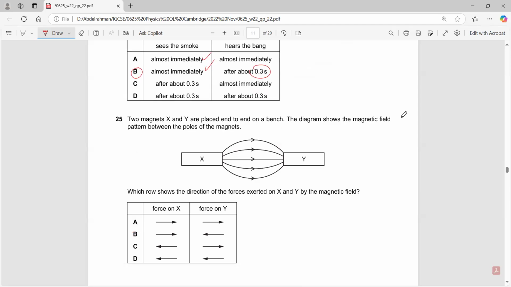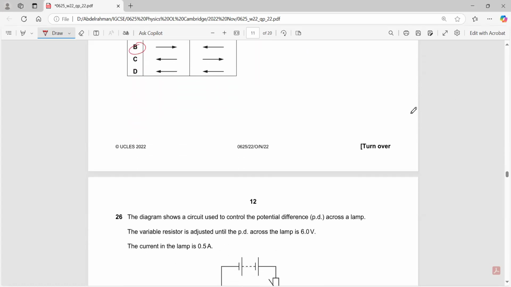Which row shows the direction of the forces exerted on X and Y by the magnet? Okay, this is a nice question. X and Y. Are they attracted? Are they repelled? They are definitely attracted towards each other. So X is pulled in this way and Y is pulled this way. So it is B. X is pulled to the right and Y is pulled to the left. They attract, opposite poles.